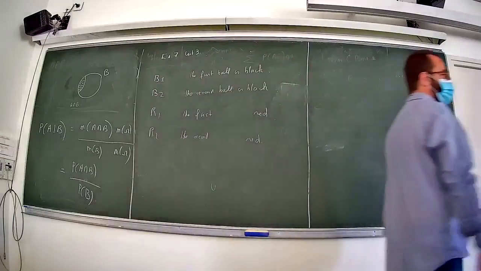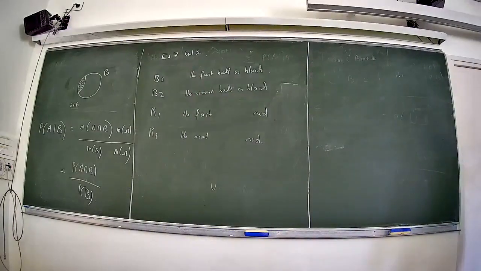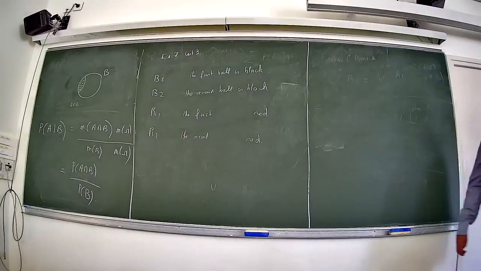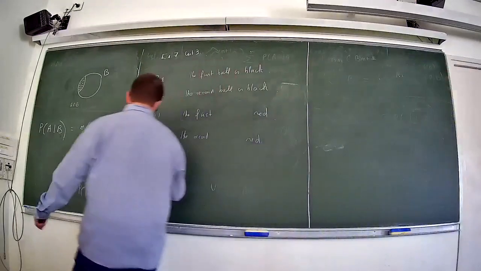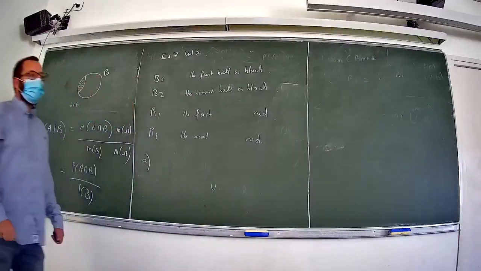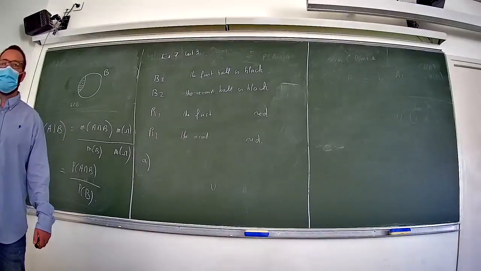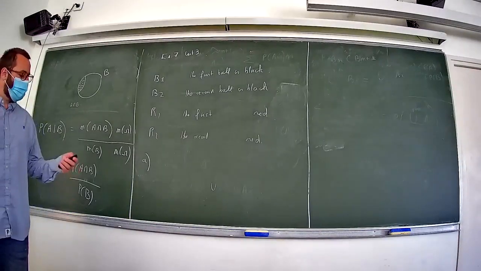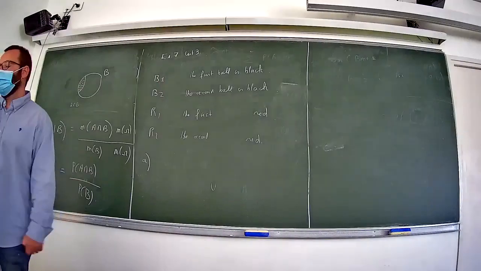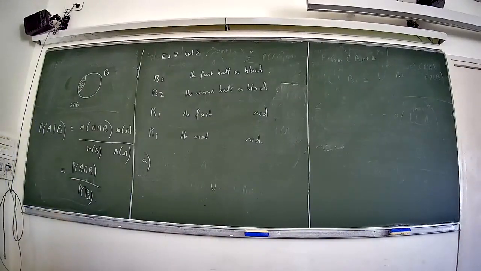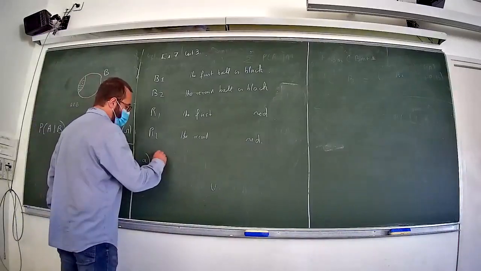Why do I introduce this? Because I am able to express what I want to compute now using my notations. In small a, what do I want to compute? I want to compute the probability that both are red. And what is this using my notation? Both are red. How can I express it using my notations here? So I want to compute this.